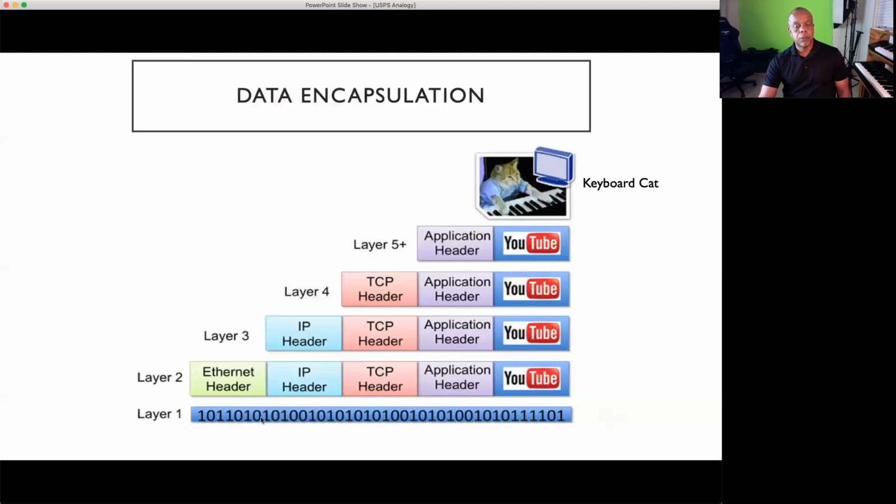That electrical impulse comes in through your fiber modem or through your Ethernet modem, comes in at layer 2. It reads this information, strips the header off, sends it to layer 3, reads that information, strips the header off, goes to layer 4, reads that, strips it off, sends it, and now, boom, it shows up on your computer. You see it as your keyboard cat playing.